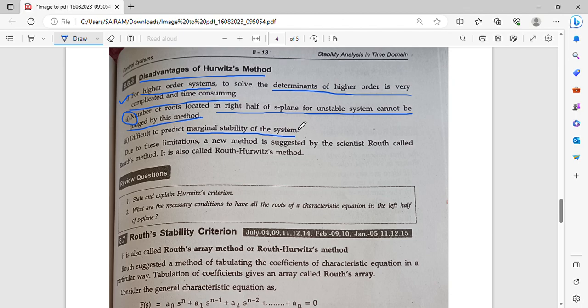The characteristic equation, the roots of the characteristic equation in the right half of the s-plane, as well as you are going to find out the determinants of higher order. So higher order determinants you will find easily, and marginal stability you will also predict.